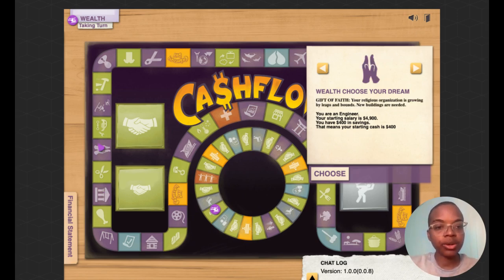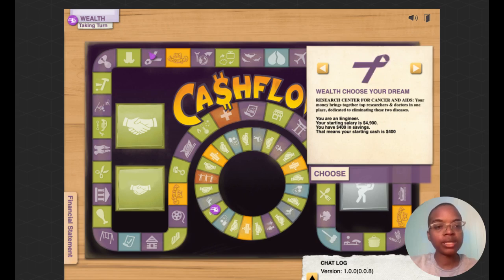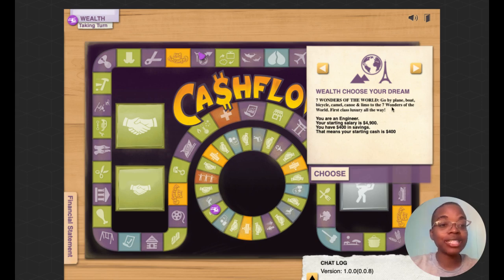So I'm going to go ahead. There's some on faith, some on the Swiss Alps. There's a lot of different cool ones. I'm going to go ahead and choose 7 wonders of the world. So go by plane, boat, bicycle, camel, canoe, and limo to the 7 wonders of the world. First class luxury all the way.